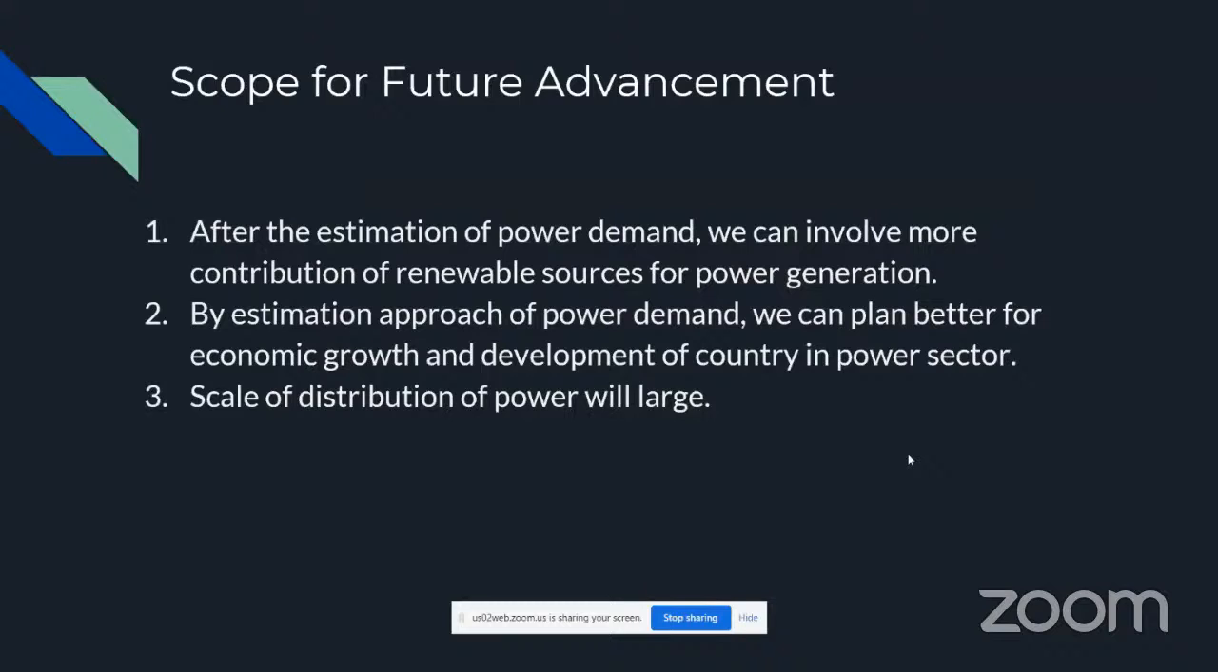The future scope of this project: by estimation of power demand, we are able to involve more renewable sources to generate electricity, because non-conventional sources in power generation are a bit difficult to handle. So the scale of power distribution will enhance automatically according to the increase in population. So we have to manage the power system also. In third, the scale of distribution power will be large. By the estimation approach of power demand, we can plan better for economic growth and development of countries in the power system.